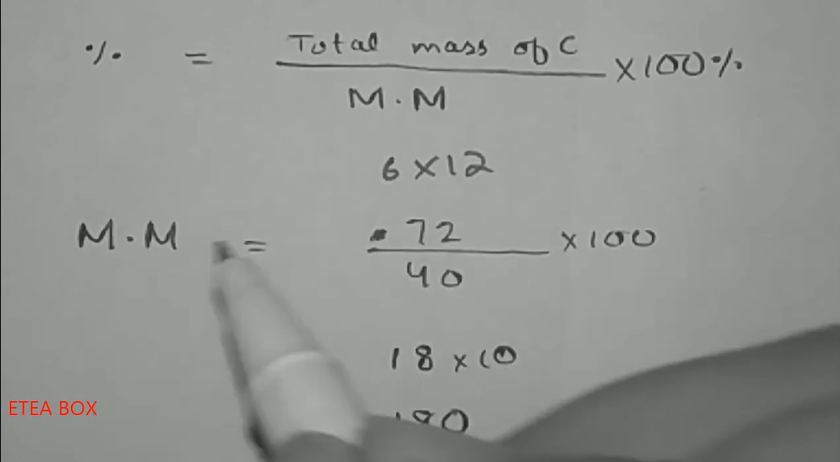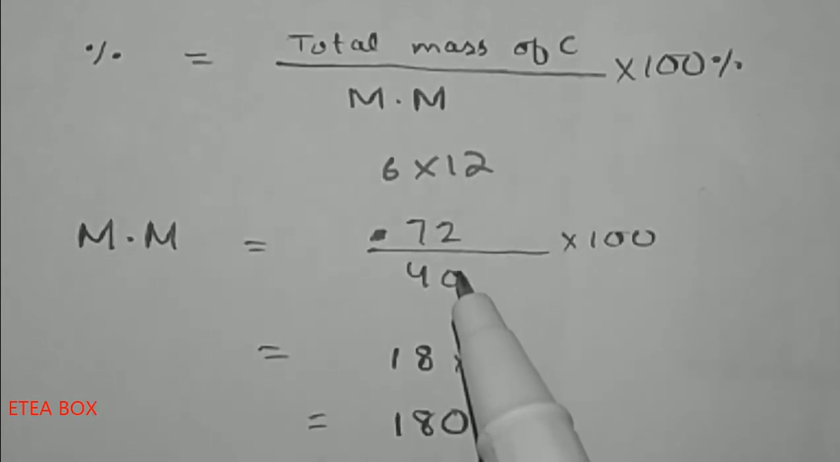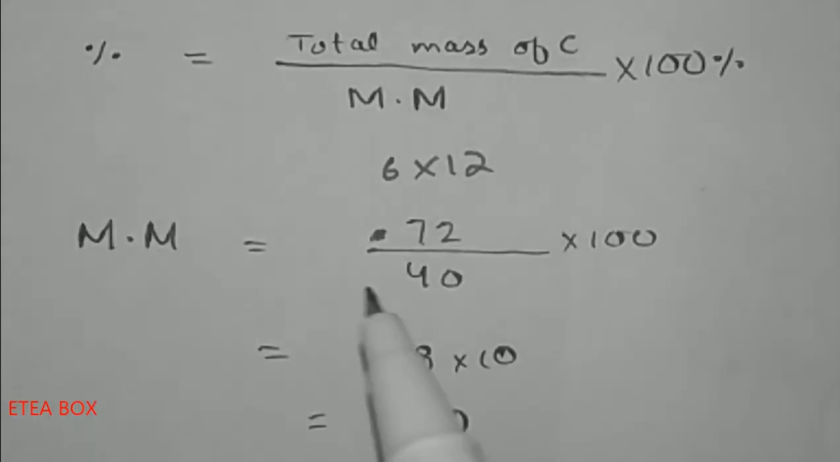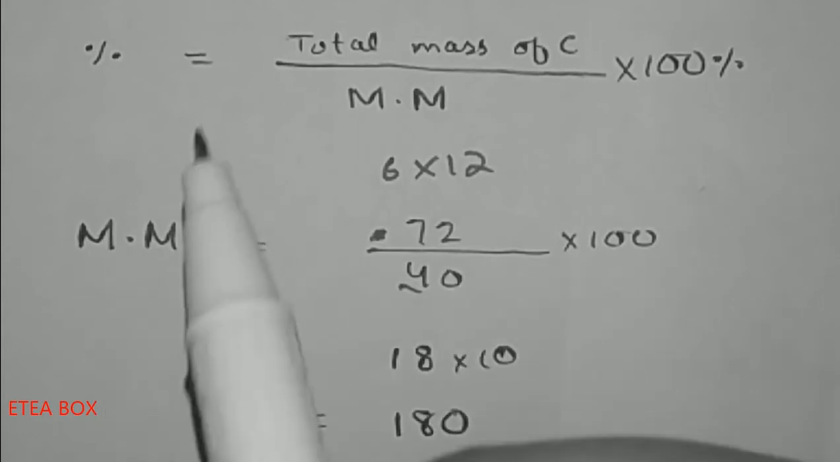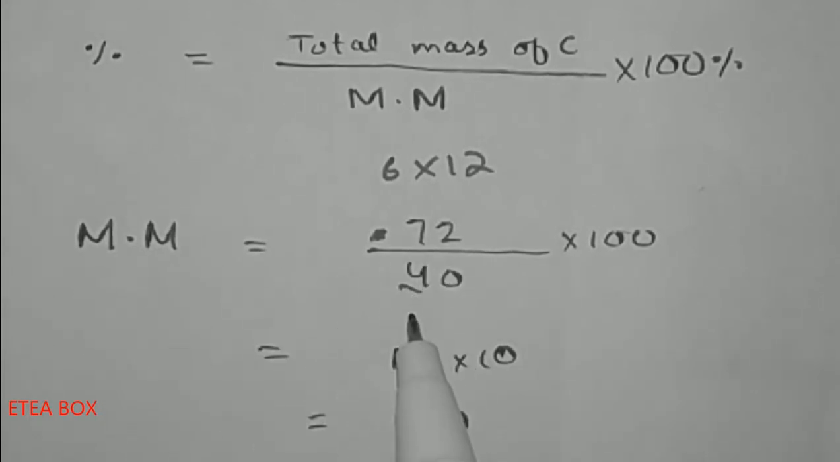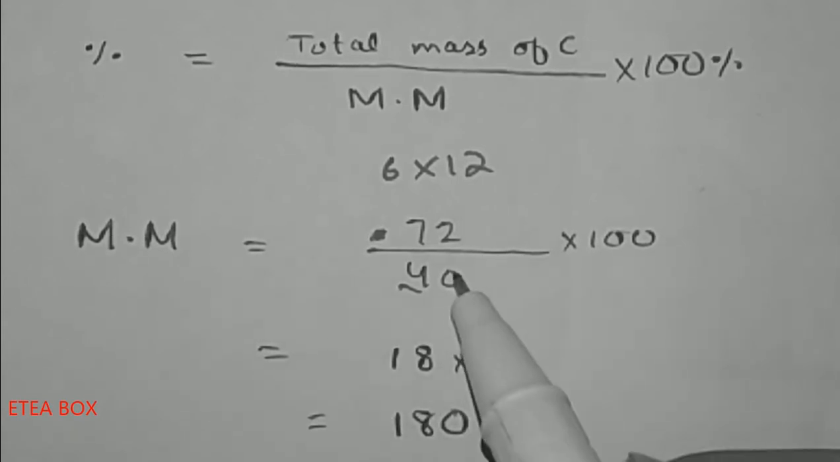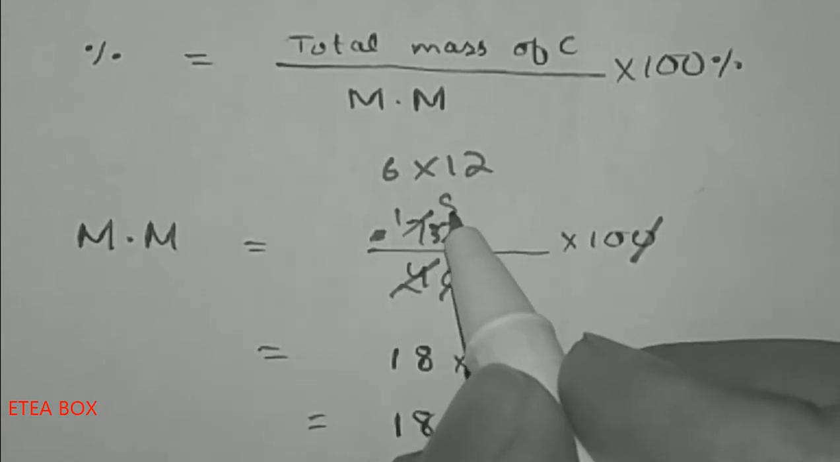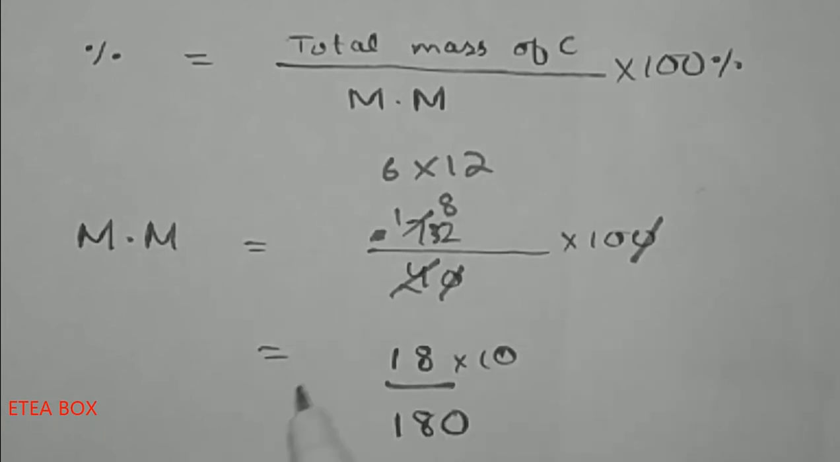So total mass of the carbon is 72. And the molecular mass, take this molecular mass here and bring the percentage here on division side. So you will get the molecular mass is equal to 72, percentage is 40, and multiply by 100. So here 4 1s are 4, and 4 8s are 32, 4 18s are 72 you will get. And multiply by 10, so you will get 180. Molecular mass of the compound is 180.